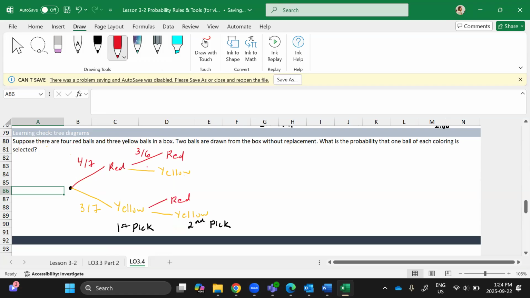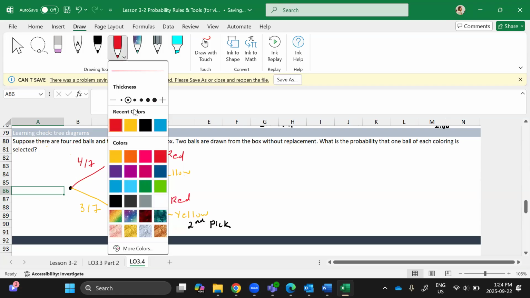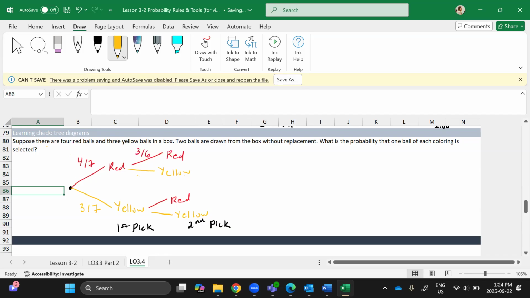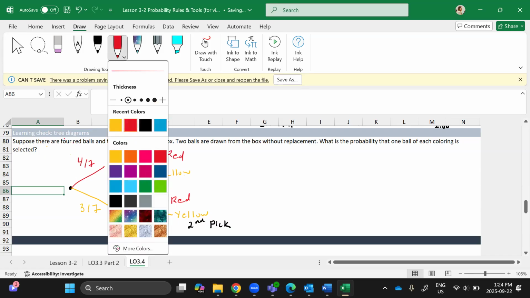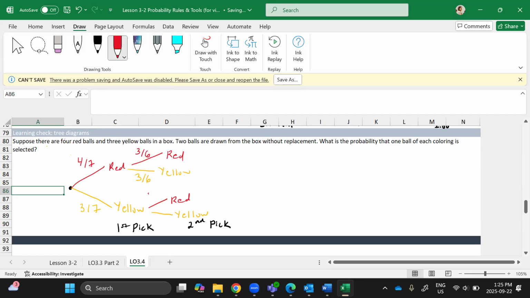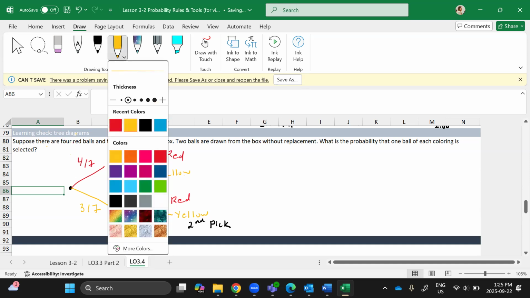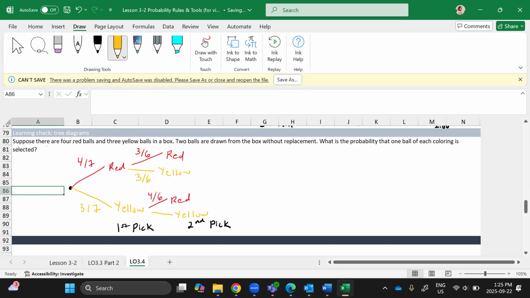For yellow, if you chose a red on the first pick, there would still be 3 yellow balls to choose from, but only 6 in the box overall because we've taken one out. If you pick yellow on the first pick, that means that there's still 4 red balls to choose from, but only 6 in the box overall. If you pick yellow on the first draw, then that means there'll only be 2 yellow balls left out of the 3 and 6 balls in all.